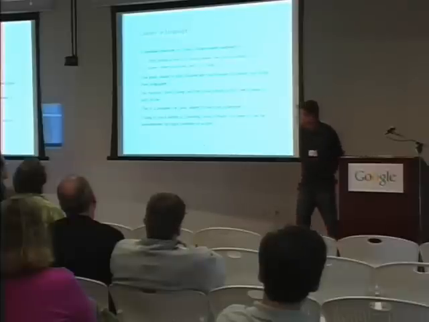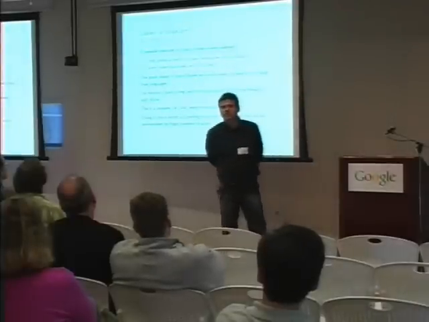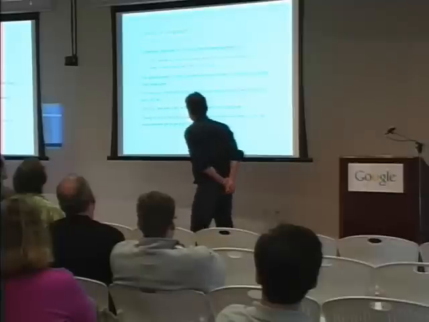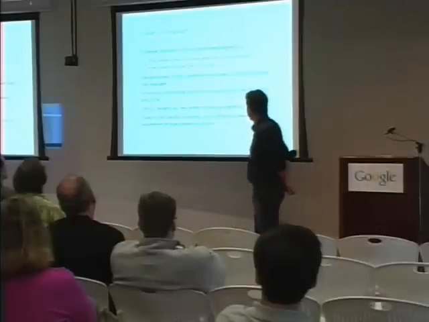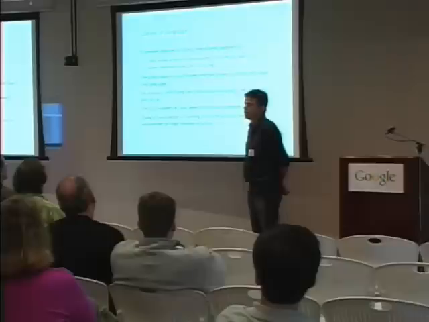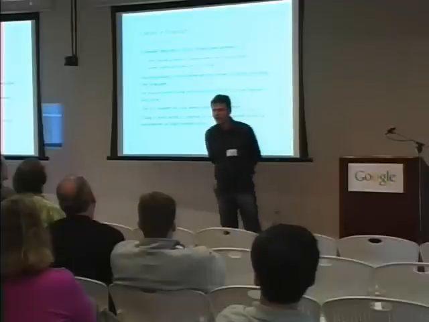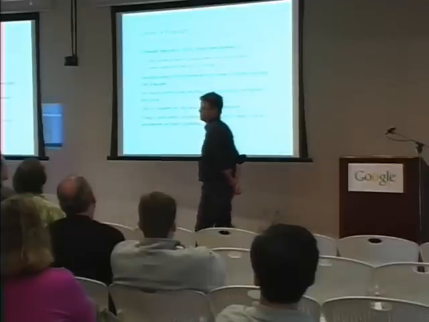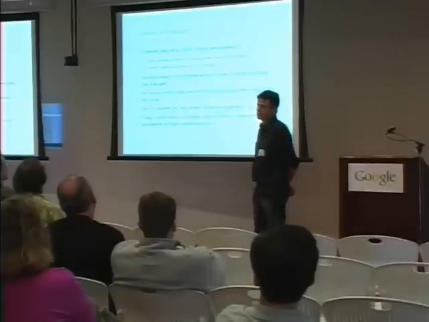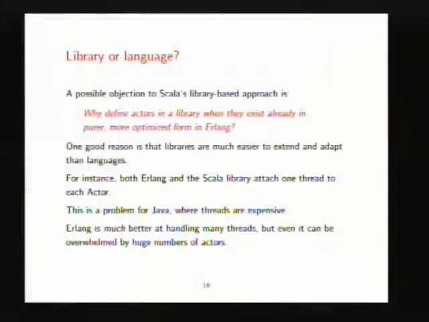So one possible objection to that is, well, you've sort of just duplicated what people did in Erlang. So why do that when actors are already in a purer, more optimized form in Erlang? And I think one good reason is that libraries are much easier to change than languages. By being able to do these things in a library, it's much easier to experiment with things, to change things, to optimize things, to react to new developments.